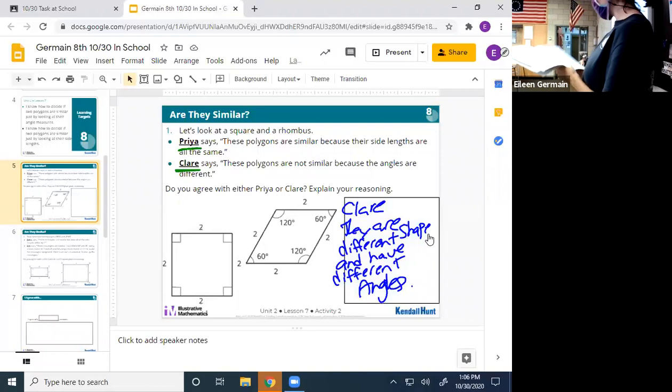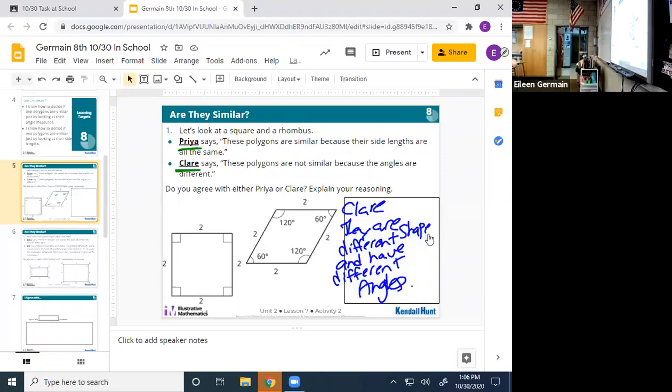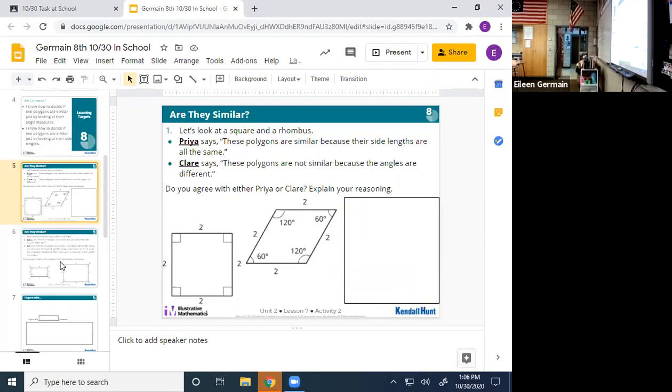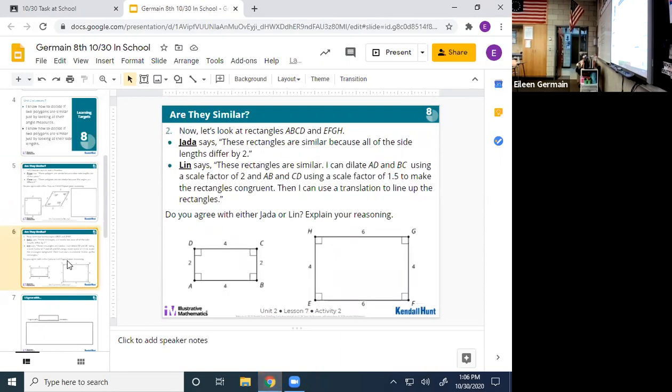So now we're gonna look at these two rectangles. This one's a little bit more challenging. So we have two triangles in the next activity. Okay. Let's take a look at the next piece here. So you're on the same page in your textbook, but on the slides, you're moving to slide number 6, okay? So now we're gonna look at some rectangles, A, B, C, D, and E, F, G, H.